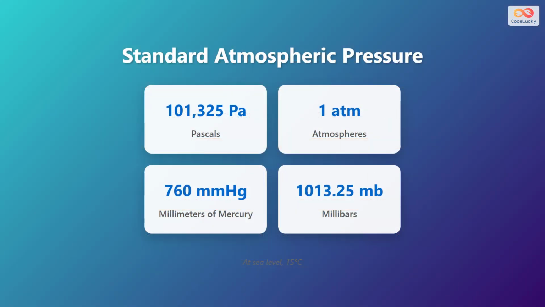At sea level and 15 degrees Celsius, we define what's called standard atmospheric pressure. This pressure can be expressed in several different units. It equals 101,325 pascals, or simply 1 atmosphere. It's also equivalent to 760 millimeters of mercury and 1,013.25 millibars. All these values represent the same pressure, just measured in different units. This standard serves as our reference point when studying atmospheric phenomena.